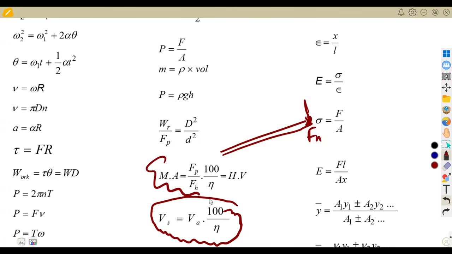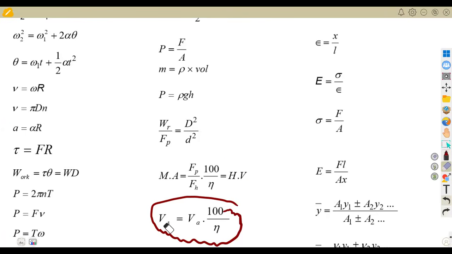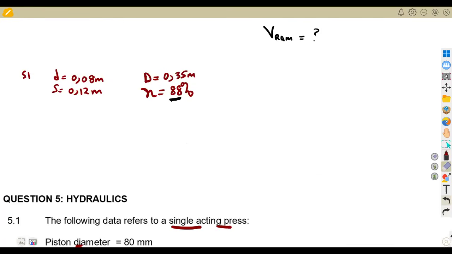This is the one that we use, and on that part, they will give you the mechanical advantage. What we need is to understand this formula, the way that it is given here: Vs is equal to Va times 100% over η. What is this formula representing? This is the formula that is simply taken from this efficiency that I explained in this way.